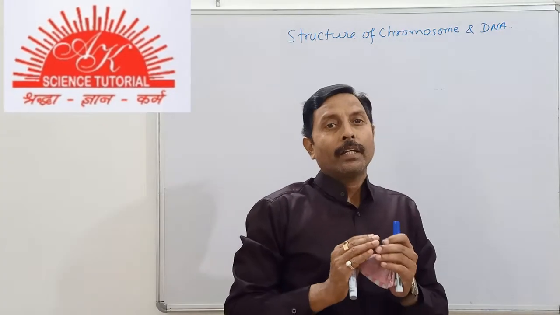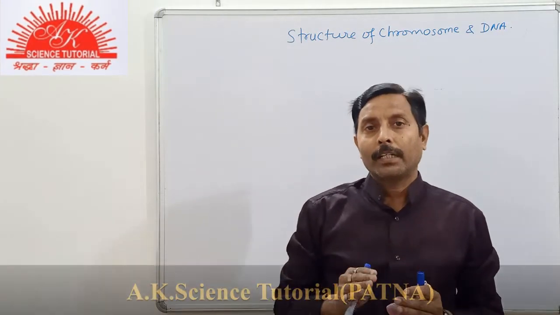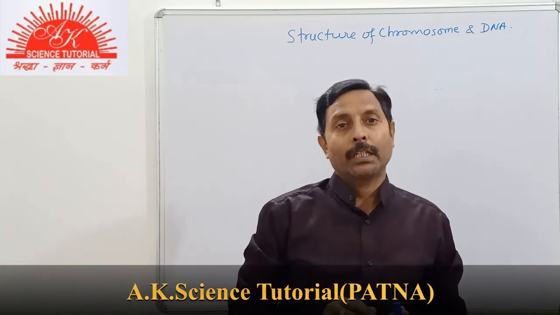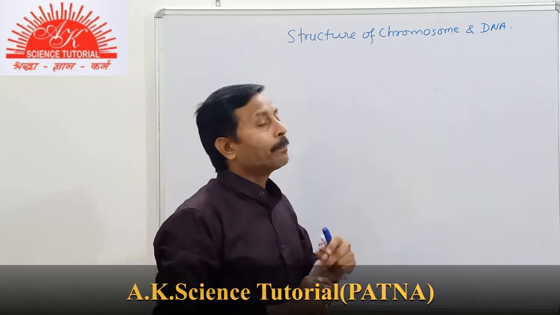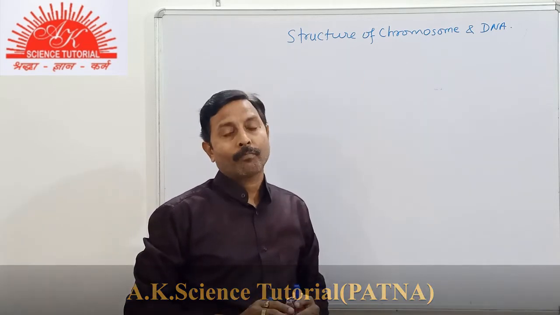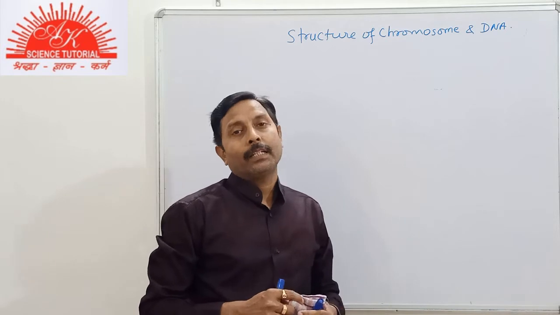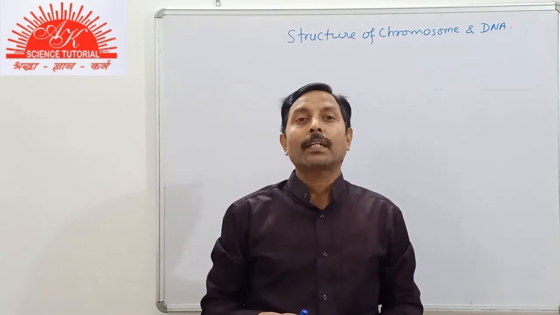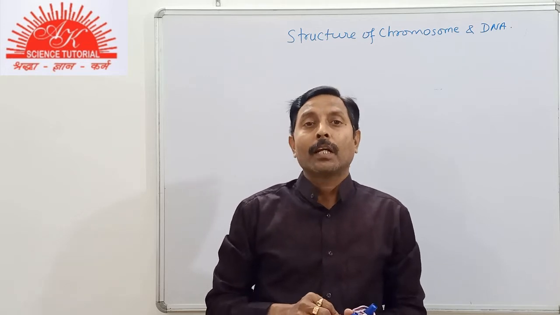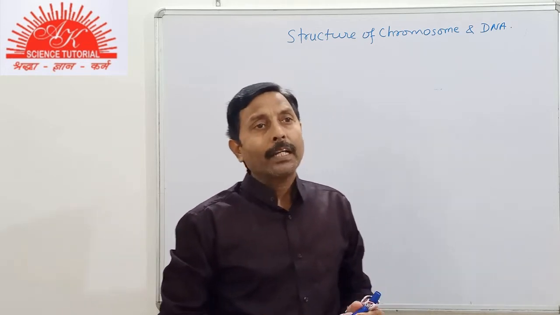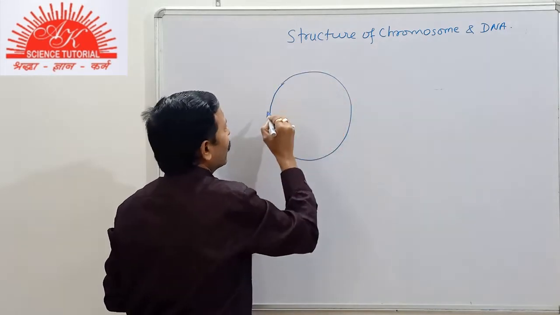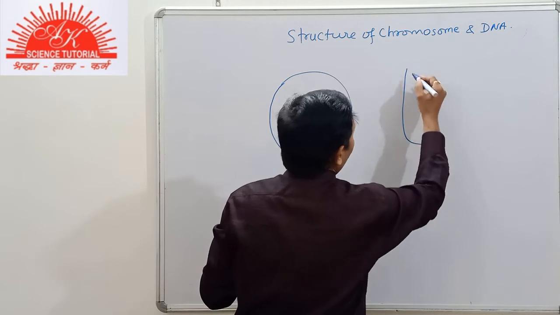Students, in today's class we will study about the chromosome, its composition, its different types, and then the composition of DNA. In lower classes you have studied about the cell. It is animal cell or plant cell. The basic components in the two types of cells or the living cells. Suppose this is animal cell, this is plant cell.